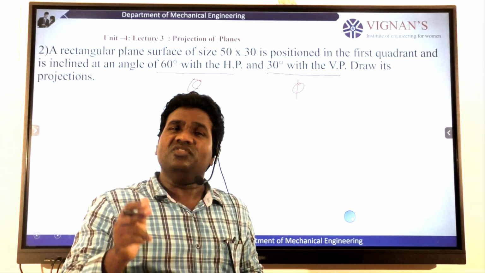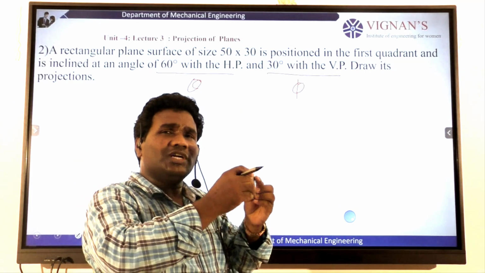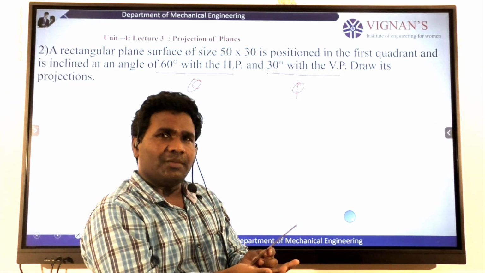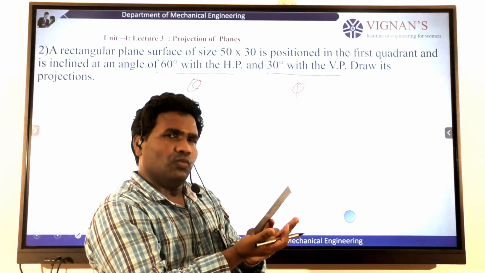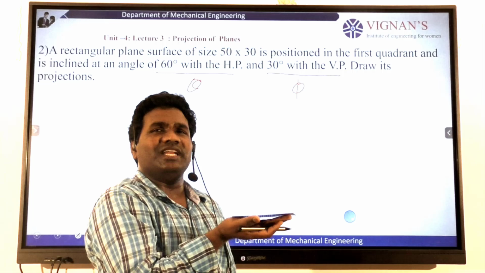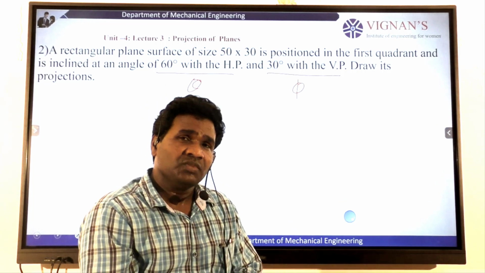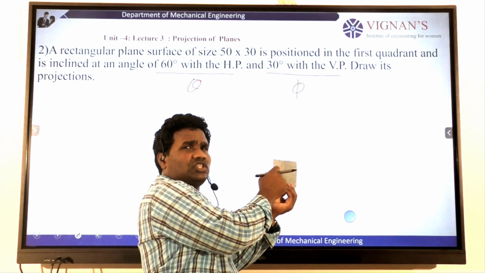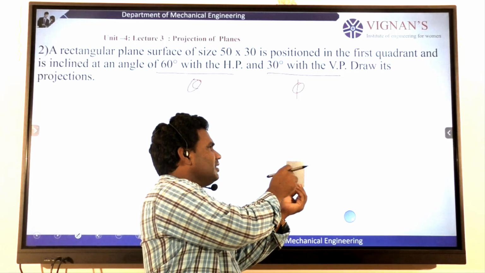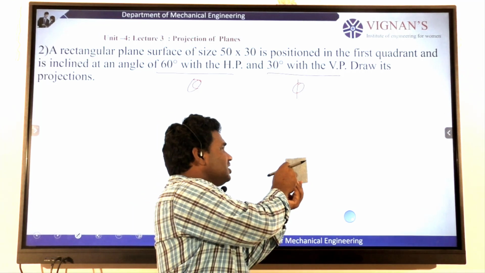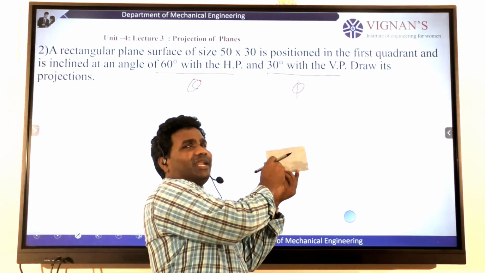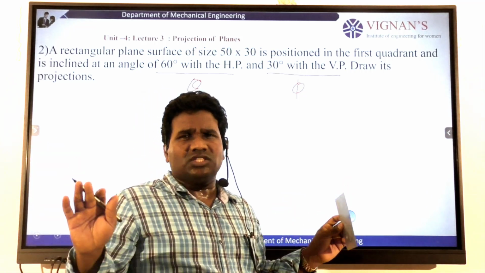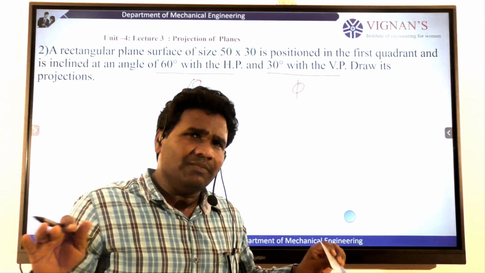What is the first step? In the initial position, we assume the total plane is resting on HP if the plane makes an angle with HP. And if any edge, corner, or portion of the surface is resting on VP, we assume the total plane is resting on VP and perpendicular to HP. Those notations we discussed in the last class.